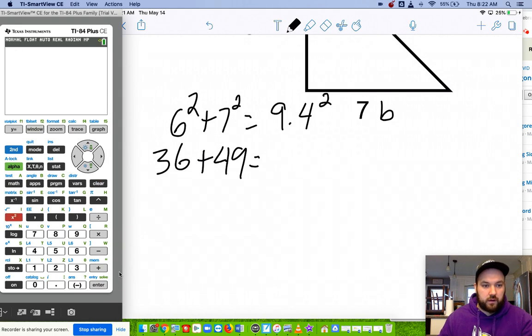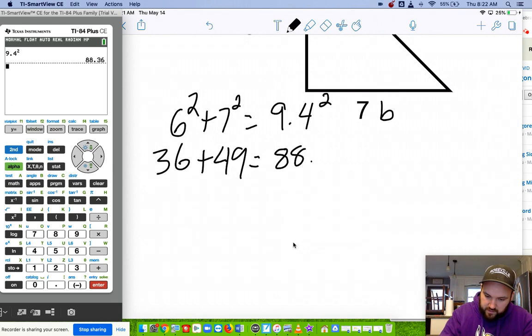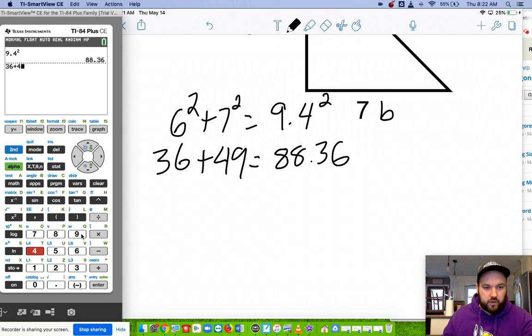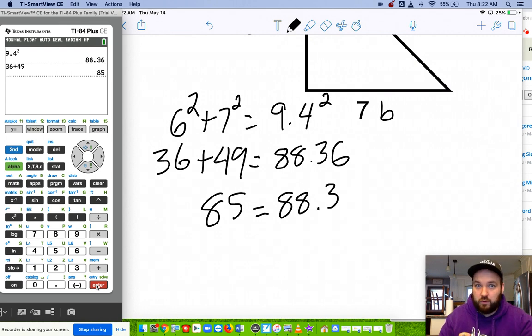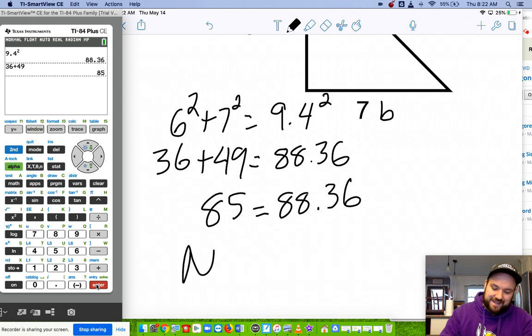9.4 squared is 88.36. Already, it doesn't look like it's going to work, because if I do 36 plus 49, I get 85. Now, if they were super close to each other, like off by 0.01 or 0.001, then we could probably say it's a right triangle because it's a rounding thing. But 85 is clearly not close to 88.36, so this is not a right triangle.